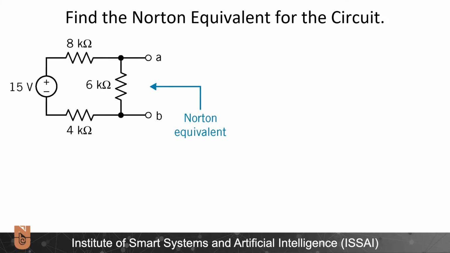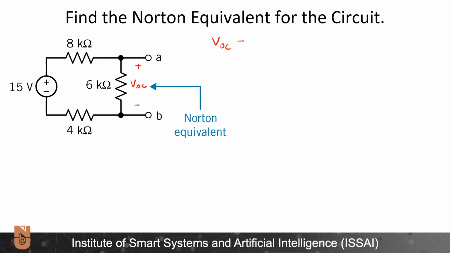What would be the easiest thing to do? I can find the open circuit voltage V here. I have a simple circuit consisting of a voltage source and 3 series resistors. Therefore, I will use the voltage divider rule.